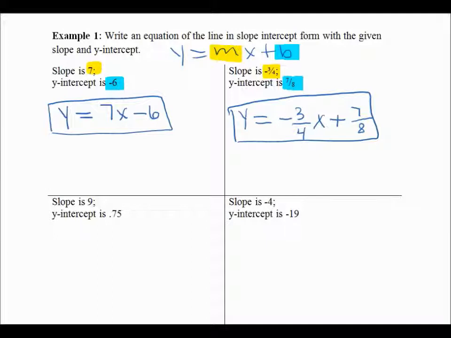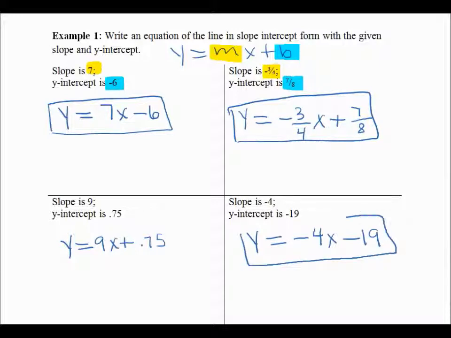So the next one, my slope is 9, so this would be y equals 9x. My y-intercept is 75 hundredths, so plus 0.75. And then the last one, my slope is -4, so my equation would be y is equal to -4x. My y-intercept is -19, excuse me, so minus 19. And that would be my answer. Doesn't get any easier than that.